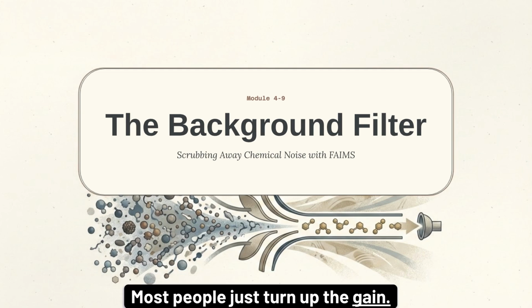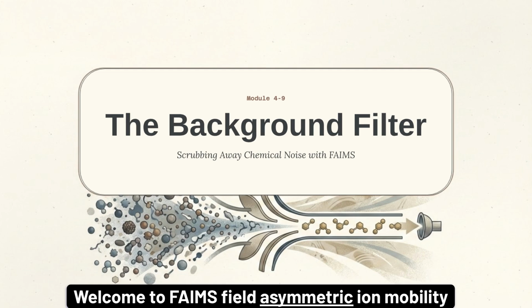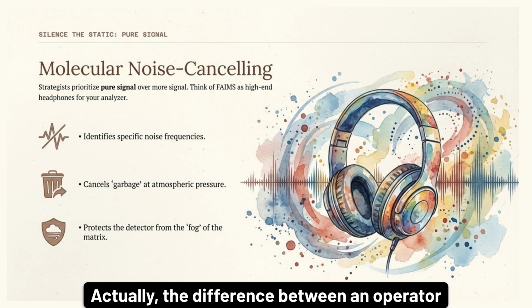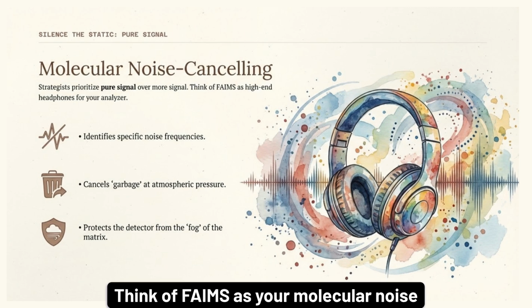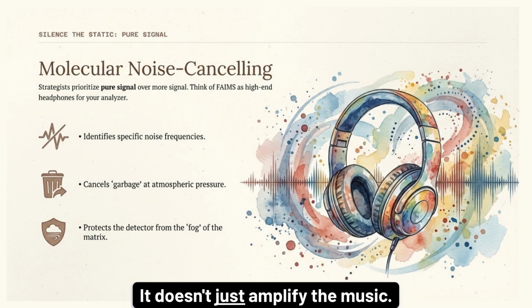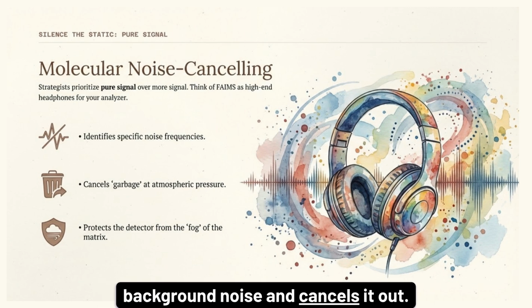Most people just turn up the gain. A pro cleans the room first. Welcome to FAIMS, Field Asymmetric Ion Mobility Spectrometry. Actually, the difference between an operator and a strategist is knowing that more signal isn't always better. You want pure signal. Think of FAIMS as your molecular noise-canceling headphone. It doesn't just amplify the music. It identifies the specific frequency of the background noise and cancels it out.